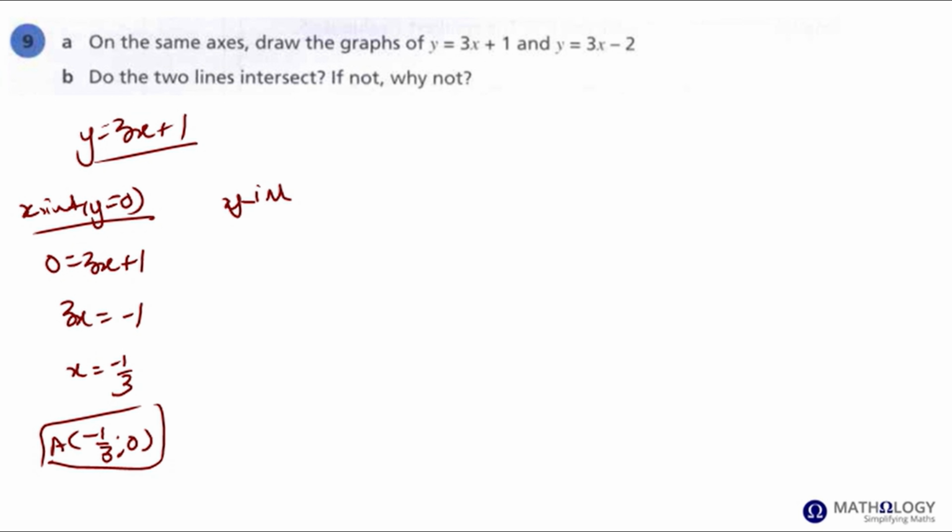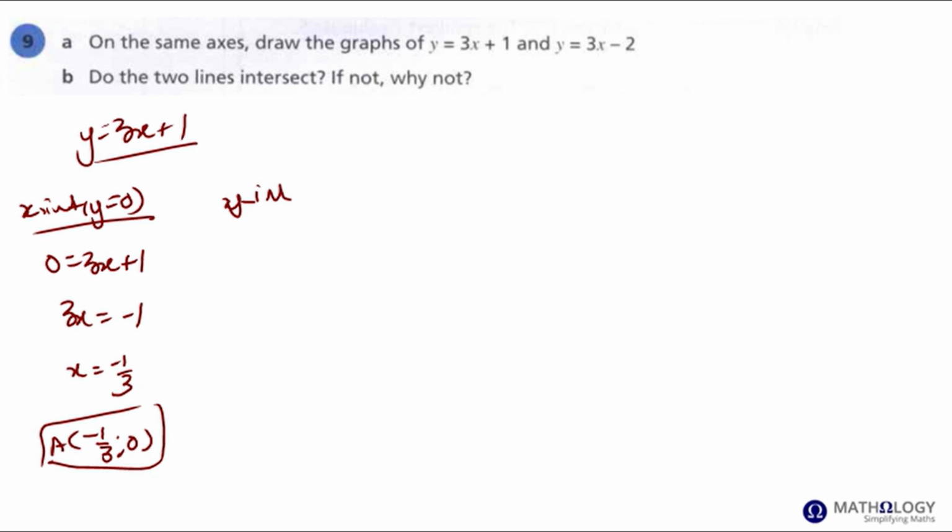The y-intercept is when x equals 0, y equals 3 times 0 plus 1, y equals 1, so the y-intercept is 0, 1, and we'll call that point B. Then for the second function, y equals 3x minus 2, the x-intercept when y equals 0: 0 equals 3x minus 2, 3x equals 2, x equals 2 thirds. So the x-intercept for the second function is 2 thirds, 0. We'll call this point C.